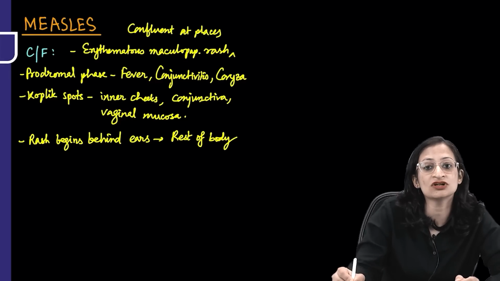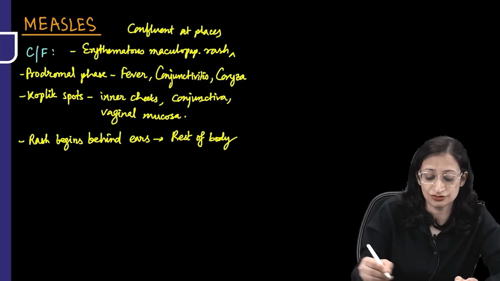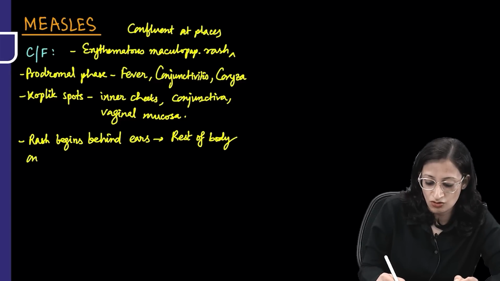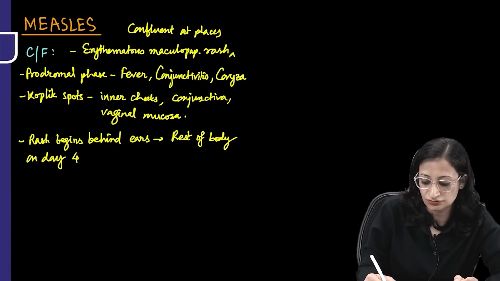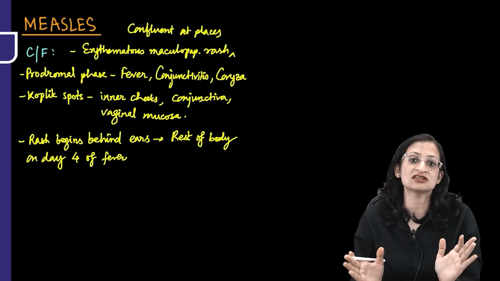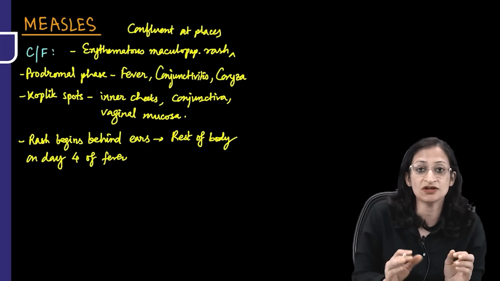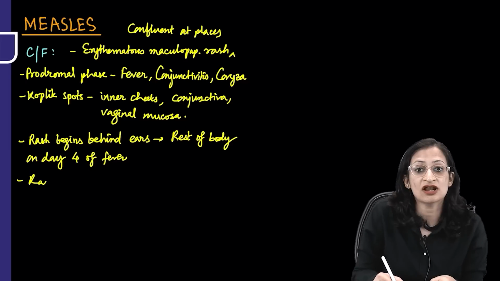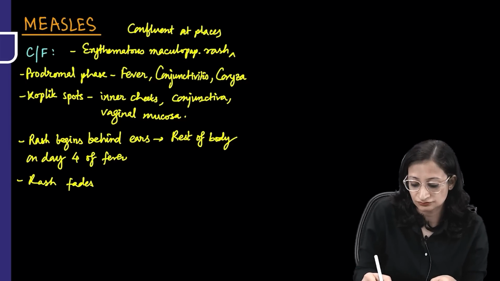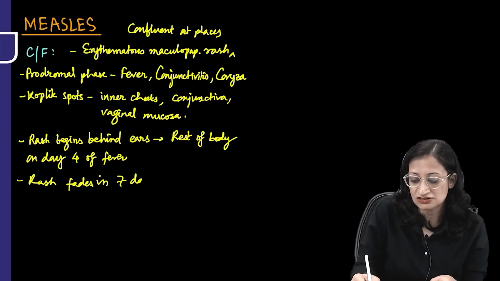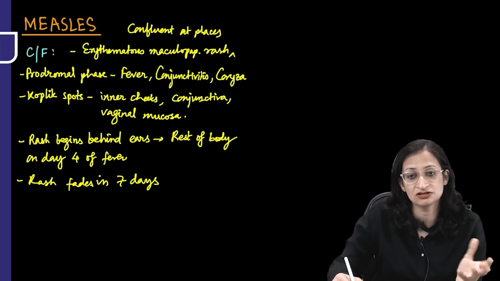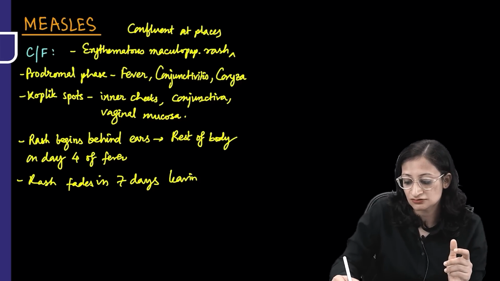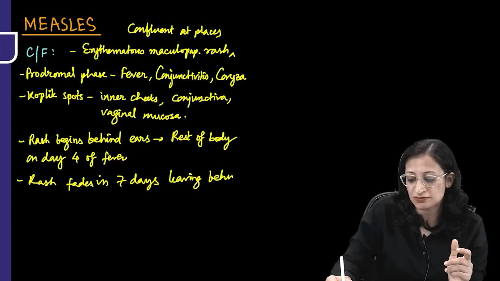The rash usually appears on day 4 of fever. The rash disappears in 7 days in the same progression as it appeared, leaving behind a brownish discoloration, pigmentation.